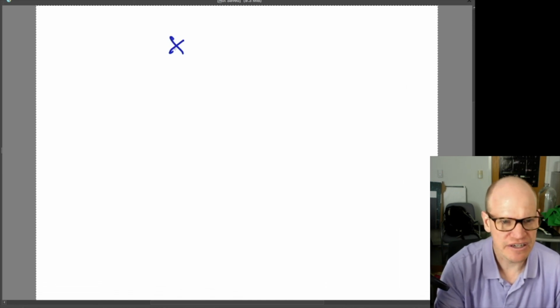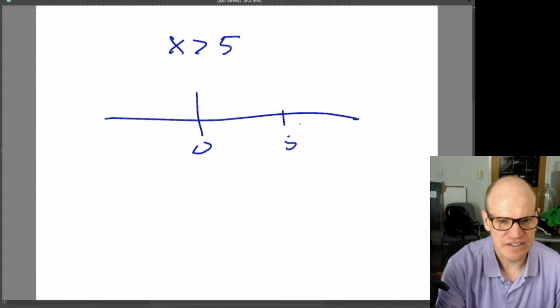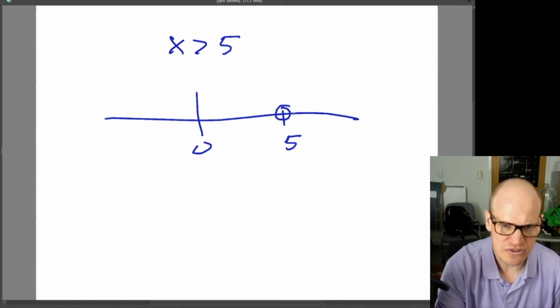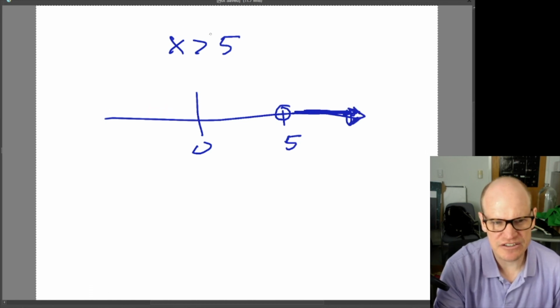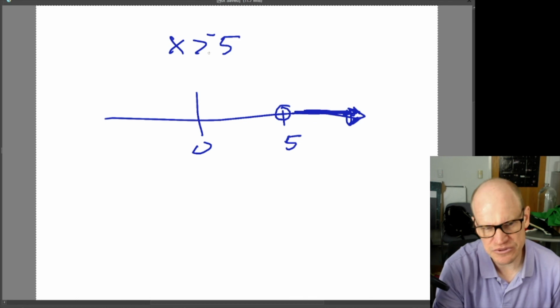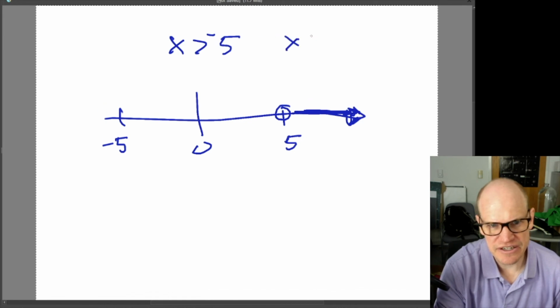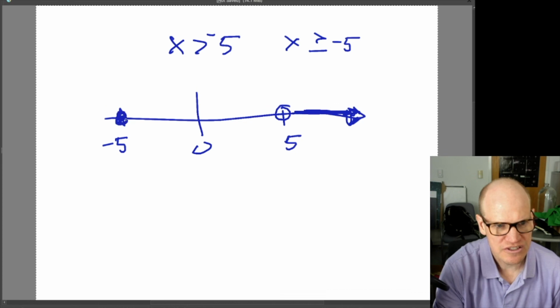If you have x is greater than 5, then here's 0 and here's 5, and x being greater than 5 means all the values that are greater than, in this case, greater than not equal to, so that would be an open circle, and then everything that's over here. But sometimes you'll have x is greater than minus 5. So x is greater than minus 5 is down here. And let's say that you have x is greater than or equal to minus 5. In that case, you would use a closed circle, and it would be everything also in that direction.